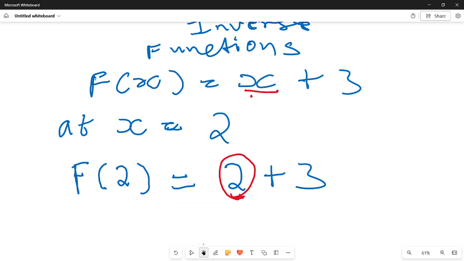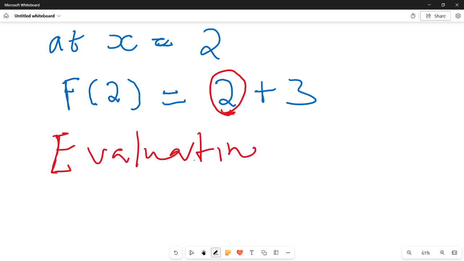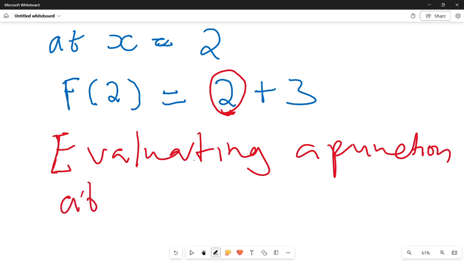So this is what we call evaluation. So we are evaluating a function at a point.